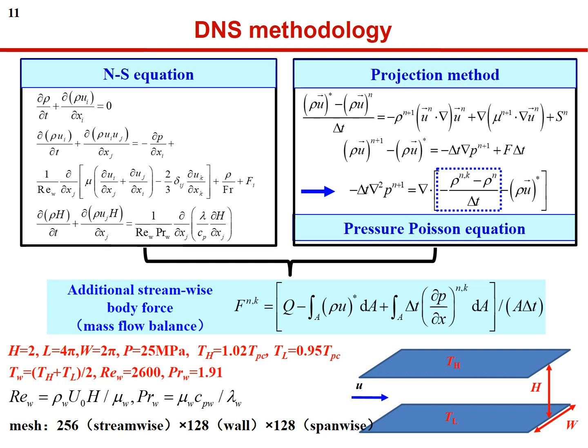Compared with the incompressible flow, there is an additional term in the pressure Poisson equation, which is related to the varying density with time. An additional streamwise body force is applied in order to guarantee the streamwise mass flow rate balance. Here, we also give the calculation parameters and the grid number.